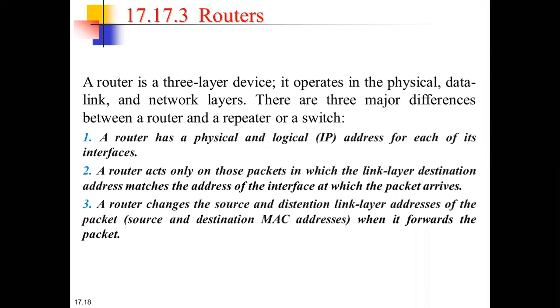Next is the router, which falls under all three layers: the physical layer, data link layer, as well as the network layer. So a router is a three-layer device. There are three major differences between a router and a repeater, that is, a hub or a switch. The first one: a router has a physical as well as a logical address, what we call an IP address, for each of its interfaces.